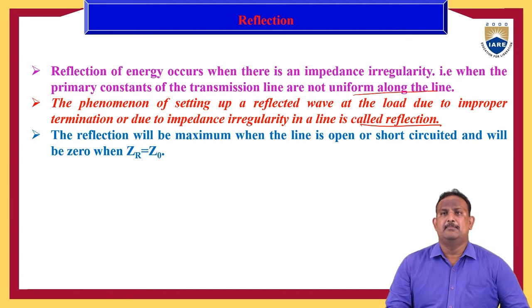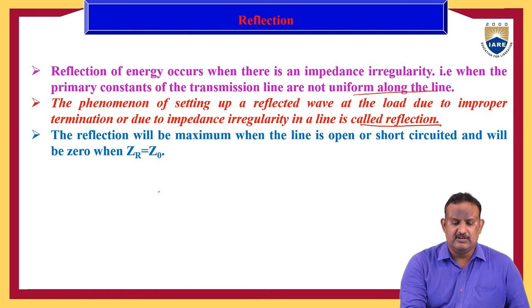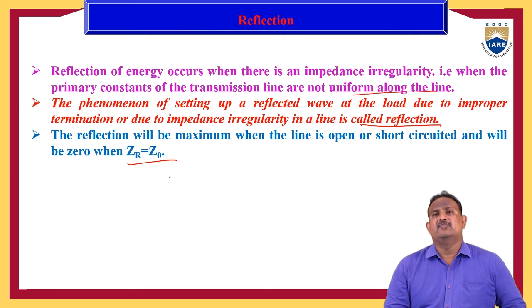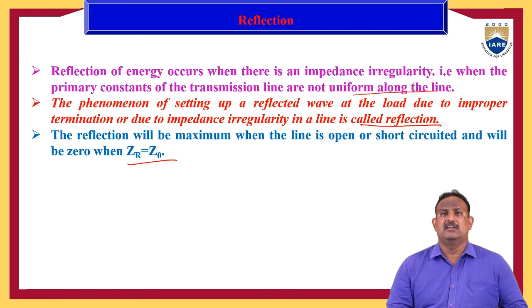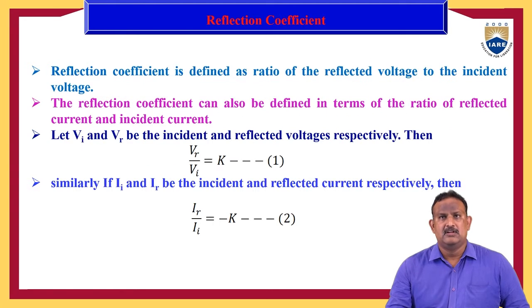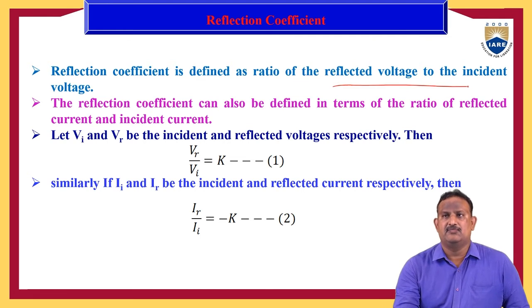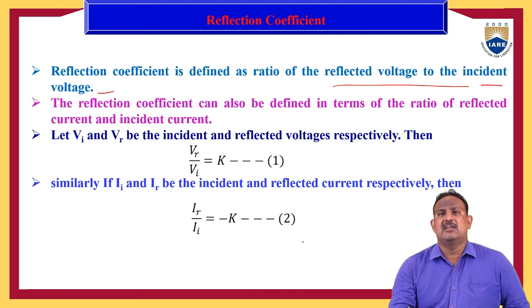The reflection will be maximum when the line is open or short circuited, and will be zero when ZR equals Z0. When ZR equals Z0, the reflection is zero, and the reflection is maximum when it is open or short circuited. The reflection coefficient is defined as the ratio of reflected voltage to the incident voltage. It is VR by VI.